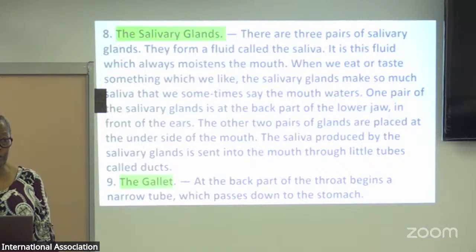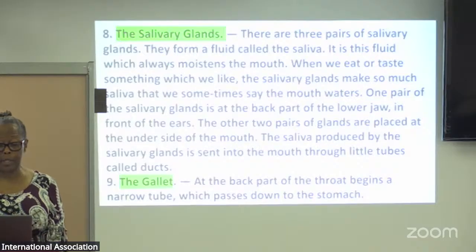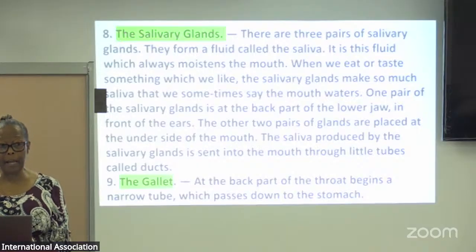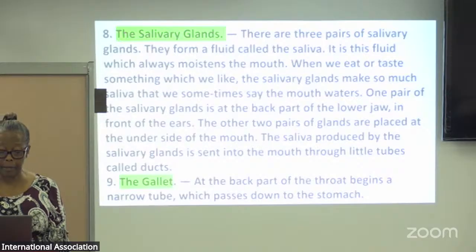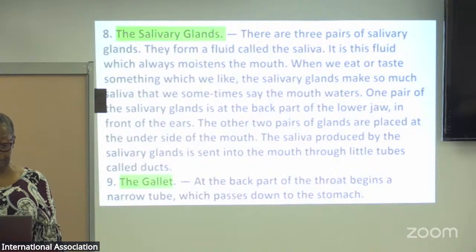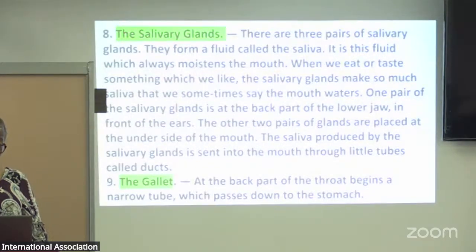Then we have the salivary glands. There are 3 pairs of salivary glands. They form a fluid called the saliva. It is this fluid which always moistens the mouth. When we eat or taste something which we like, the salivary glands make so much saliva that we sometimes say the mouth waters. One pair of the salivary glands is at the back part of our lower jaw and in the front of the ears. The other 2 pairs of glands are placed on the upper side of the mouth.